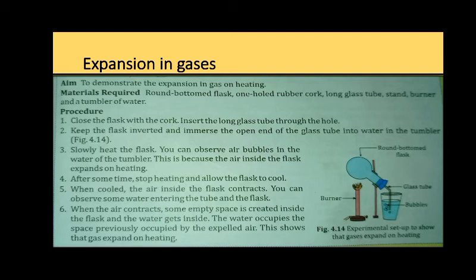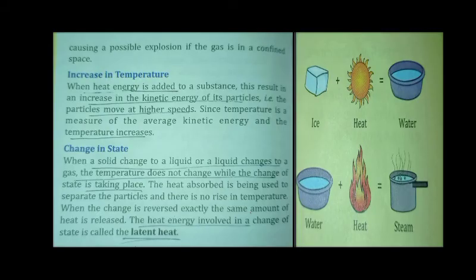So this is the first effect of heat. Then increase in temperature. When heat energy is added to substances, what will happen? Their temperature will increase. This is because the average kinetic energy of the body increases.